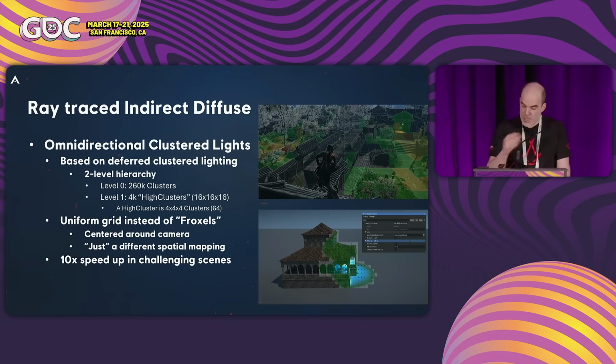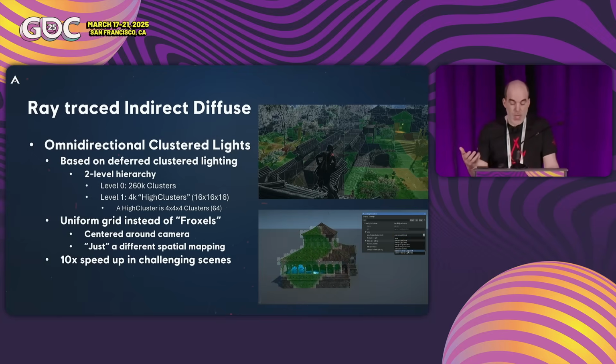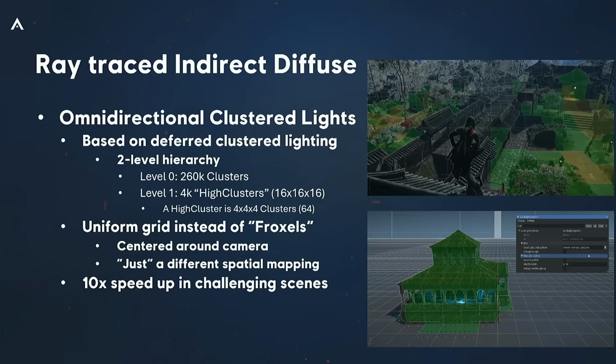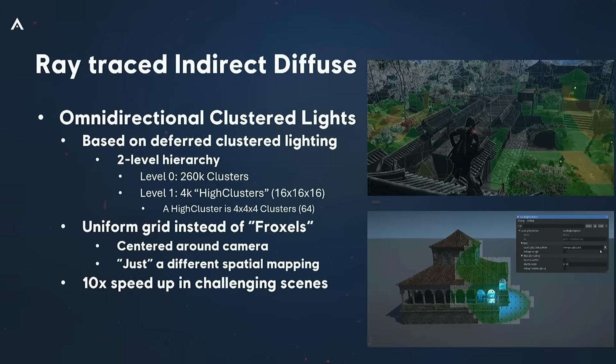So local lights are inserted in what we call an omnidirectional clustered lighting structure. It's based on a regular clustered lighting code, so something that is usually in every modern engine. And the main difference is that the clustered volume is mapped on a uniform grid around the camera. So you can see in this video the difference between froxel cells here and the omnidirectional structure that comes after.